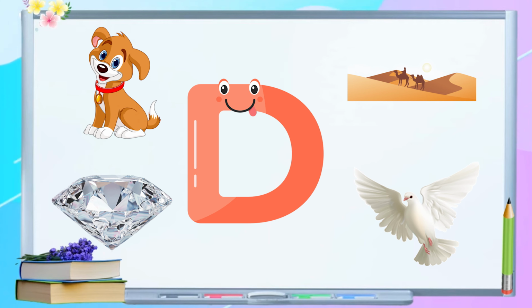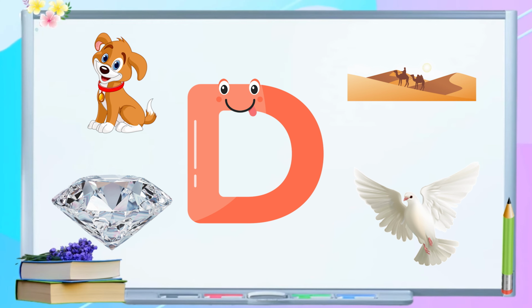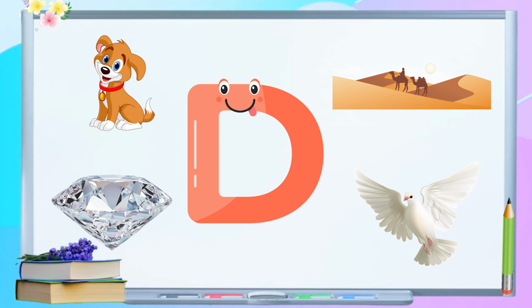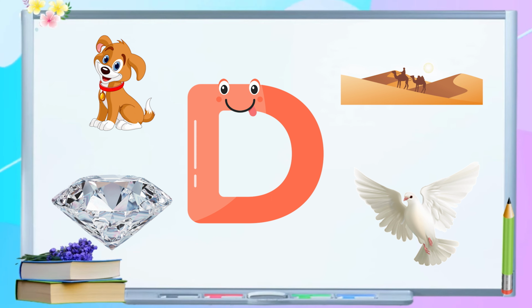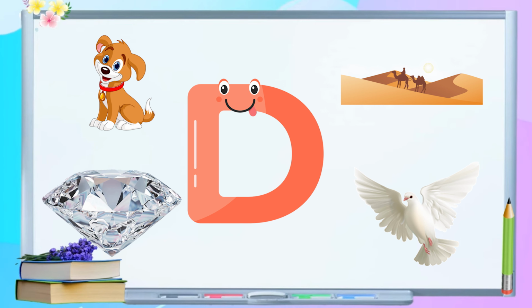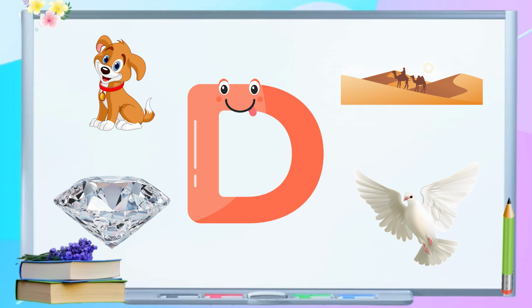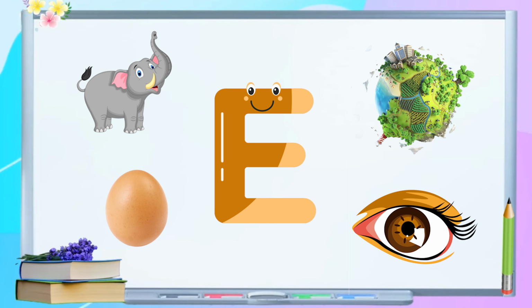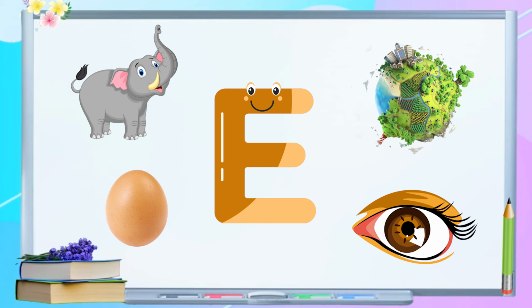D for dog. D for desert. D for diamond. D for dove. E for elephant.